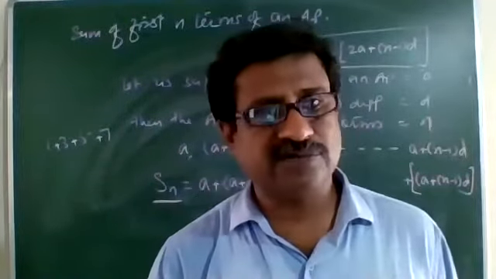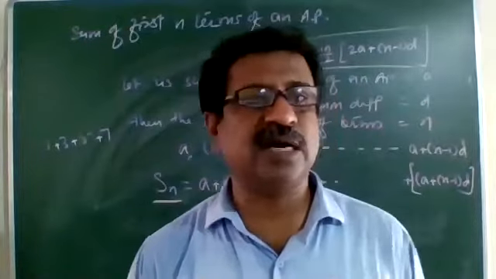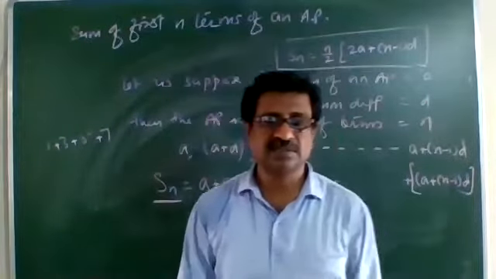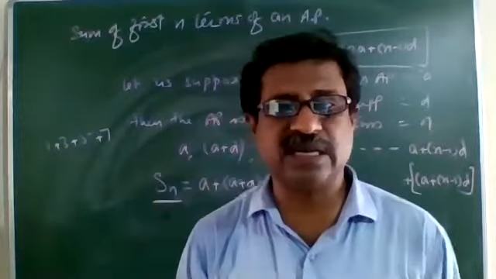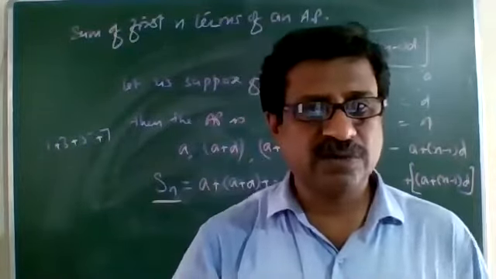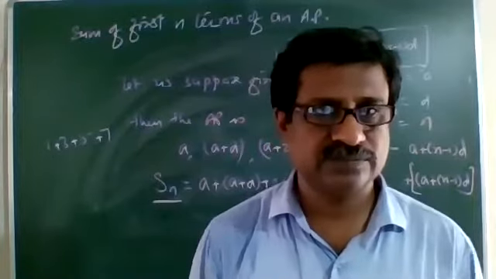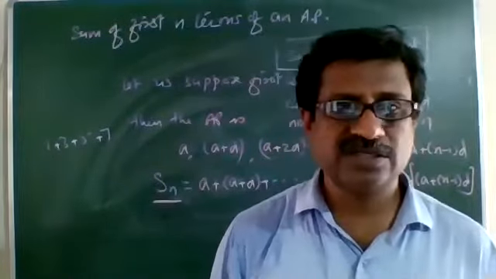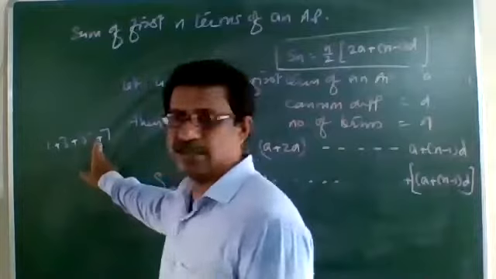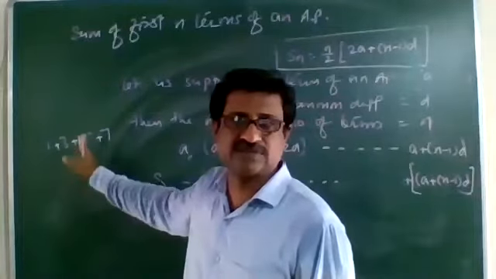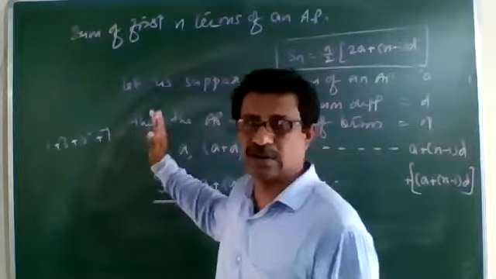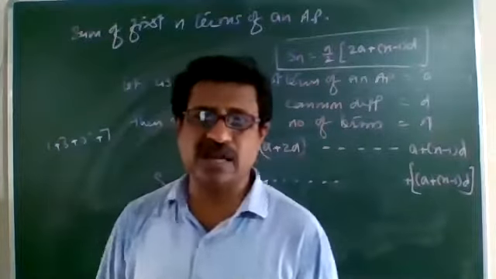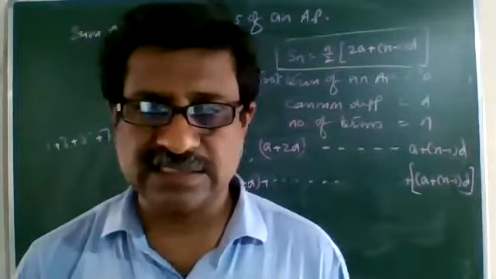Therefore, no matter from which side you have started to add, the addition will remain as it is. Because these are natural numbers, they are commutative as well as associative. Addition of natural numbers will not affect the answer if you are starting from the beginning to end or end to beginning. In reverse order, the addition will remain as it is.